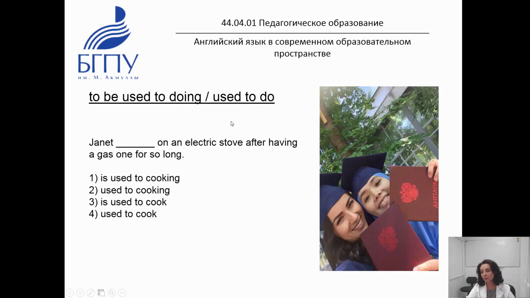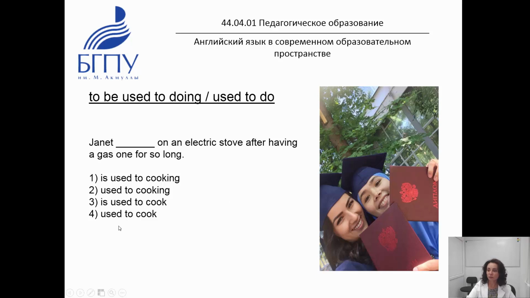There are only constructions like used to do with the meaning of repeated action in the past, and to be or to get used to doing with the meaning of привыкать. So let us consider the example. Janet, then comes the insertion, on the electric stove after having a gas one for so long.